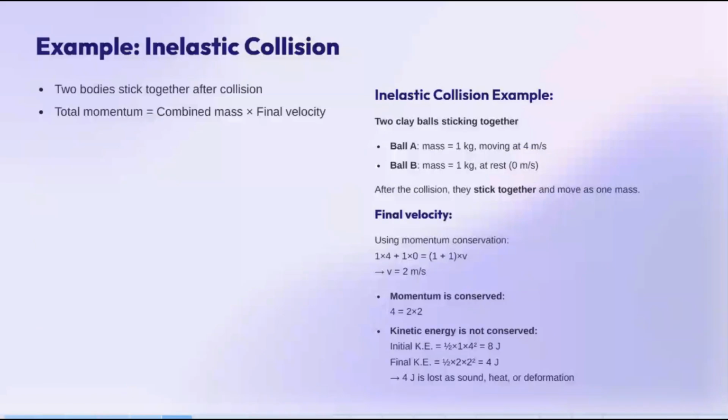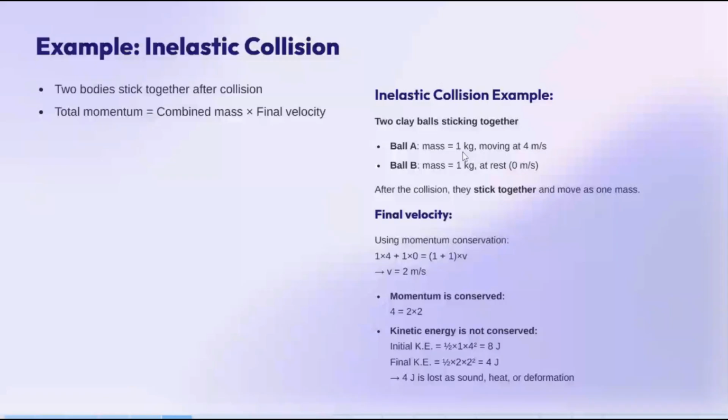Looking at the formula here, we can see that m1 is 1. Its velocity is 4. That's why we have 1 times 4 here. Plus m2 is 1. Its velocity is 0. That's why we have 1 times 0 here. This is equal to the sum of their masses, that is m1 plus m2, the mass of A plus the mass of B inside here, then times the final velocity.